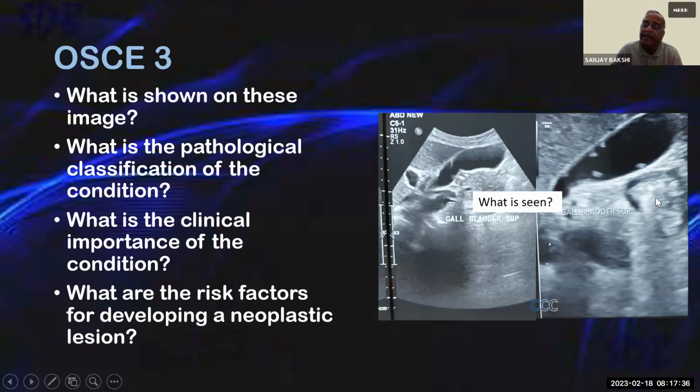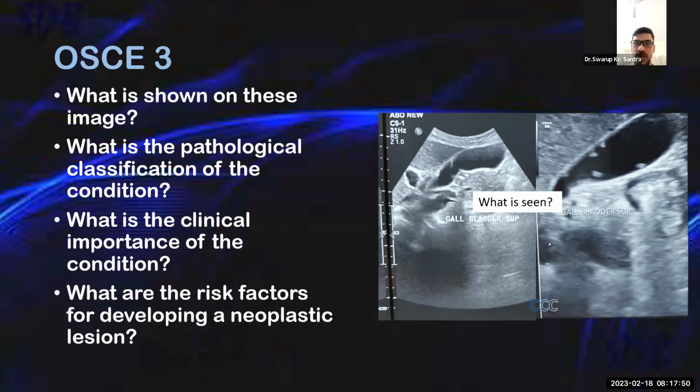If we go to the next one, what is characteristic about this? Describe the picture first. Describe this picture about the gallbladder, its wall, and distensibility. This is a distended gallbladder with thickened wall with some hyperechoic shadows in between. What are these? They are stones.